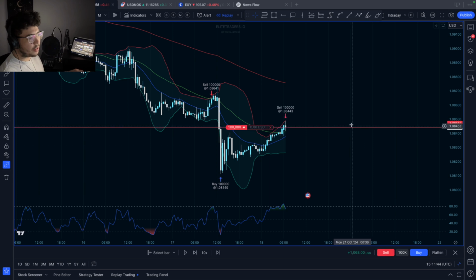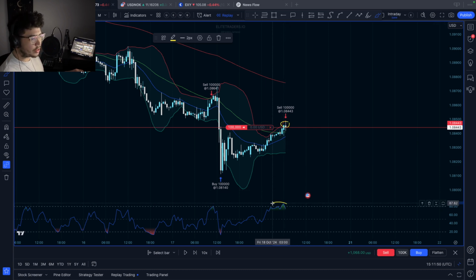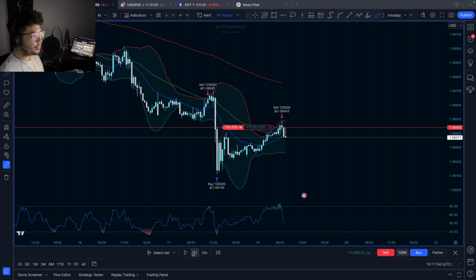So I'm actually going to sell again now. Same reasons. We've come to the top of our Bollinger Band here. We've had a bearish candle, which is a great confirmation. We've got our RSI that's overbought. So again, we go in for the sell and we see what happens.